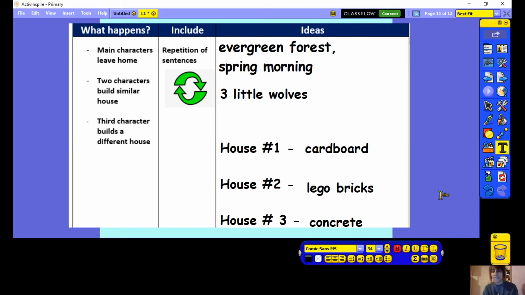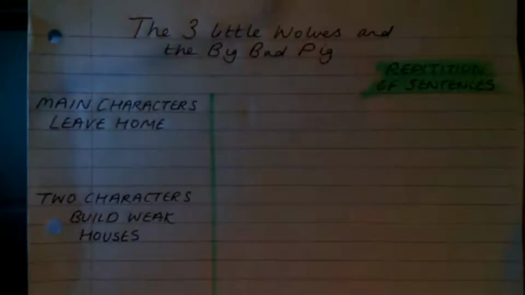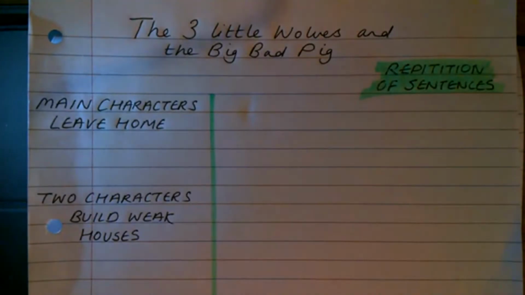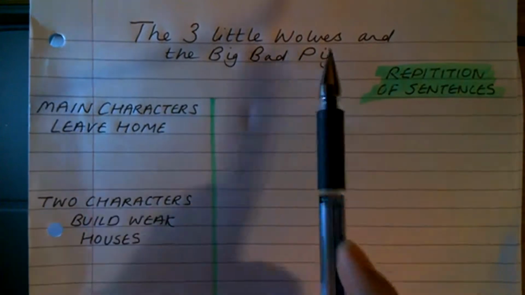Okay, so now is the fun. Now that I know what my ideas are, I can start writing. So I'm going to switch over my camera and show you how I would write this. So hopefully, yes, you can see that. Lovely. So I've got my title, which is The Three Little Wolves and the Big Bad Pig.